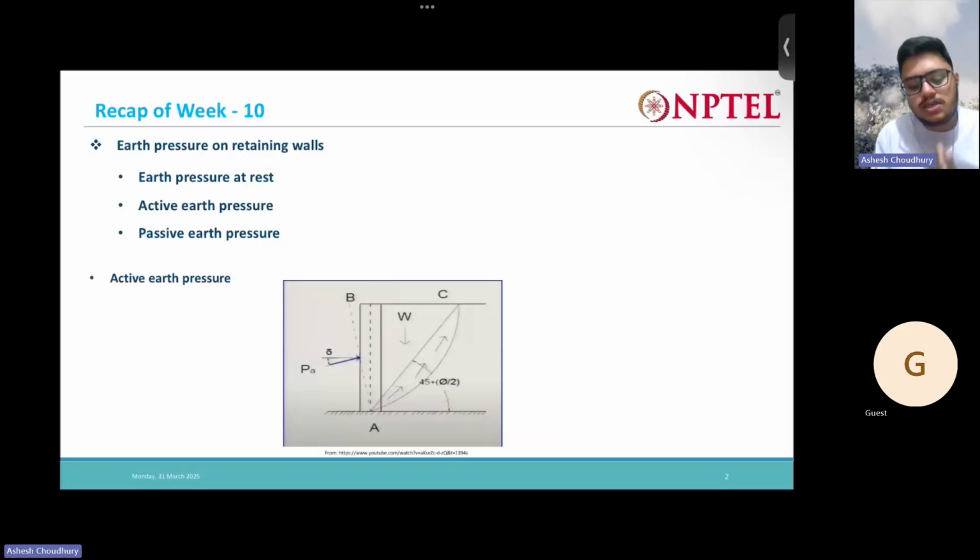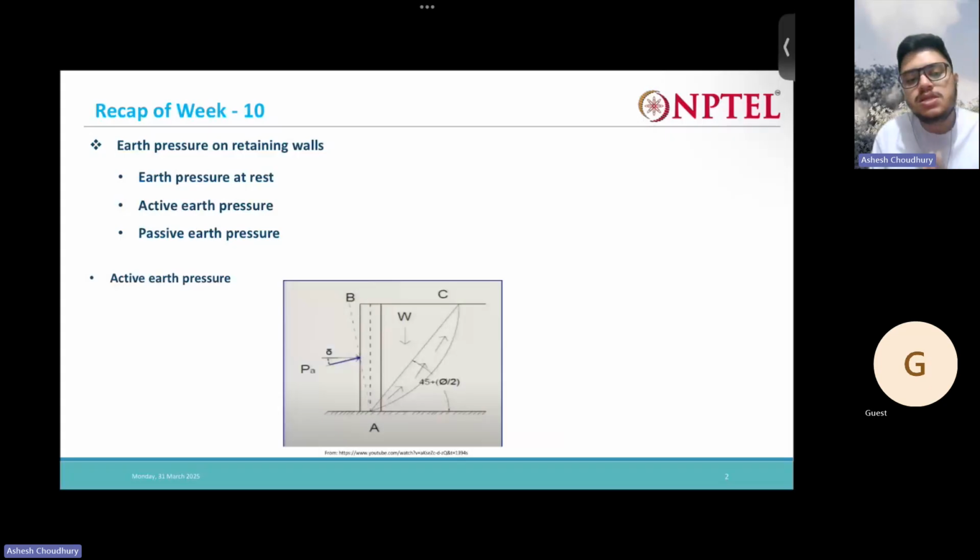Earth pressure at rest means that the retaining wall is not moving in any way. The retaining wall has zero lateral strain. It's there in place, and then you have the backfill soil. In that case, whatever pressure is exerted by the backfill soil on the retaining wall is my earth pressure at rest.